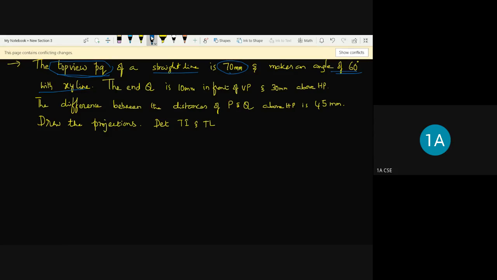But he has given the end Q. When I say PQ, P will be the starting point, but he has not mentioned the starting point, so you can take it as P or as Q. But the end Q is given, which is 10 mm in front of VP and 30 mm above HP. So Q will be the starting point. I'll take it as line QP. The difference between the distances of P and Q above the HP is 45 mm.